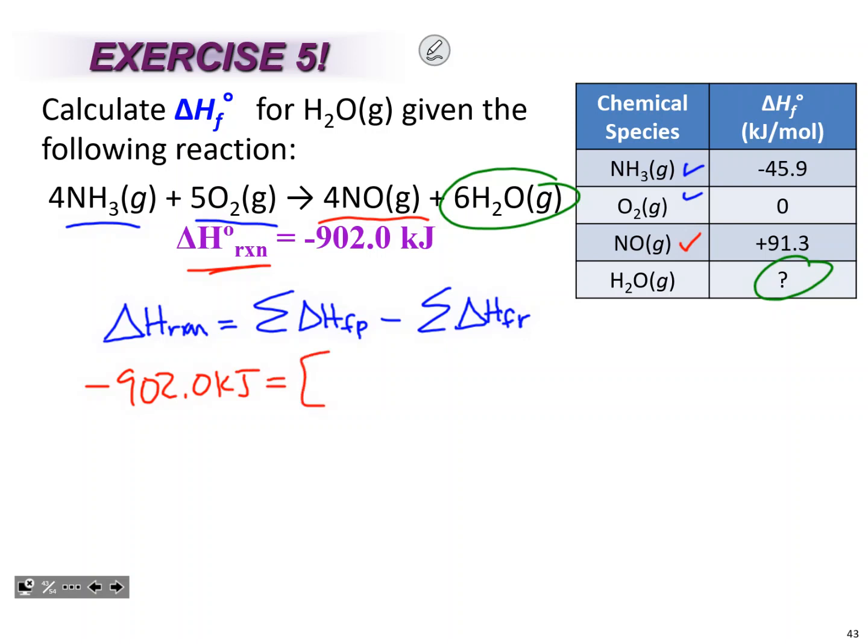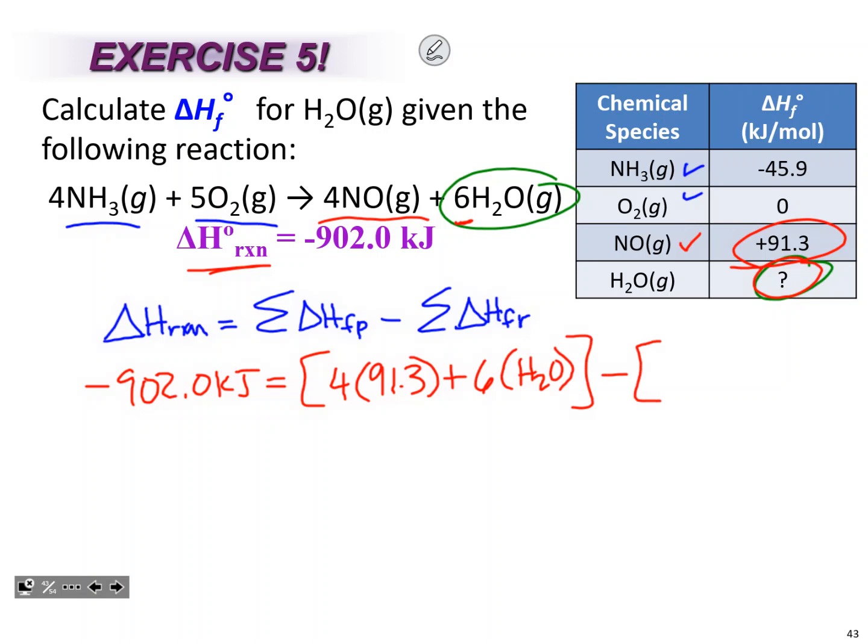Okay, starting with our products, 4 times NO, which is 91.3, plus 6 times whatever this is. So I just put it in as the compound, I put that in as the variable. All right, and then we're subtracting out our reactants here. We have 4 for our ammonia, so 4 times negative 45.9, don't forget the negative. And lastly, this is easy because it's elemental oxygen, so 5 times 0, but we don't really need to put that in. That does not matter.